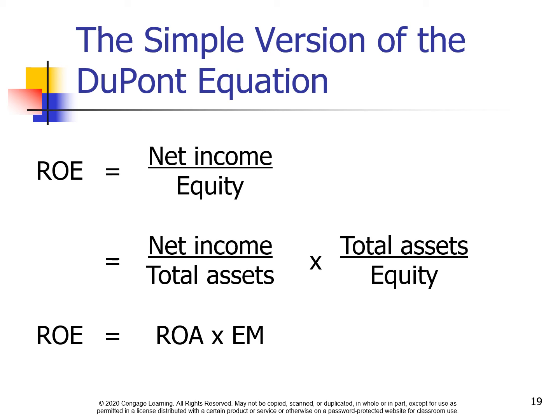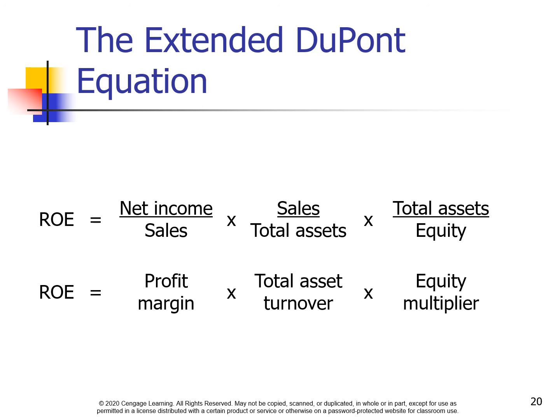The simple version of the DuPont equation: return on assets is equal to net income divided by total assets, times total assets divided by equity, which is return on assets times equity multiplier. The extended DuPont equation: return on equity is equal to profit margin times total asset turnover times equity multiplier.